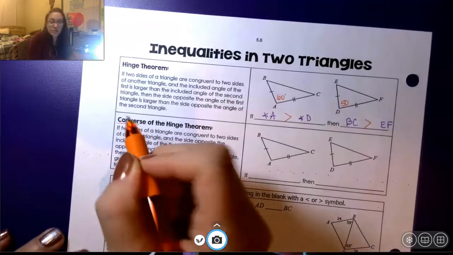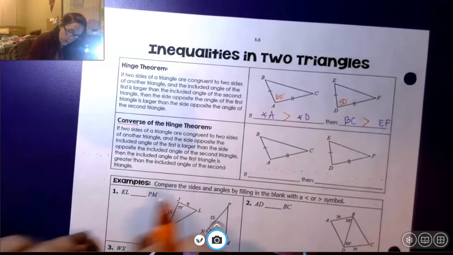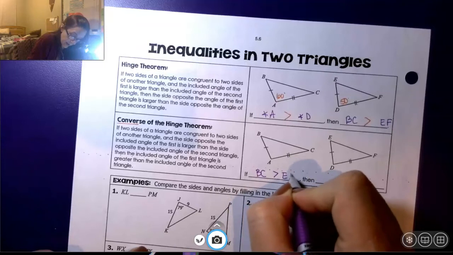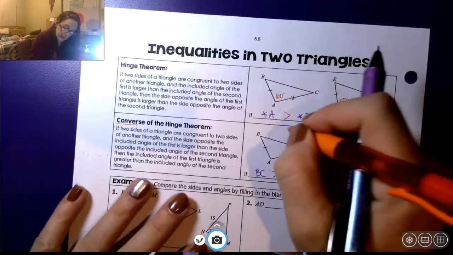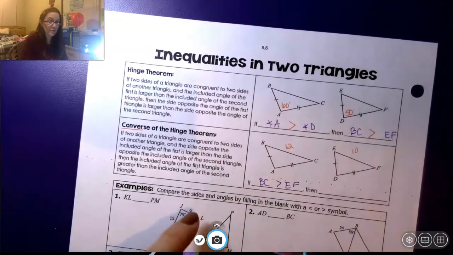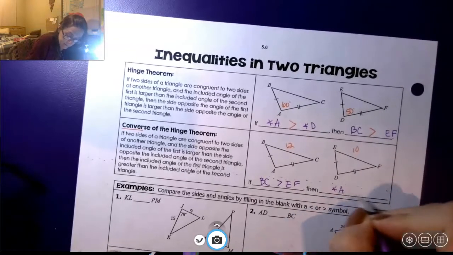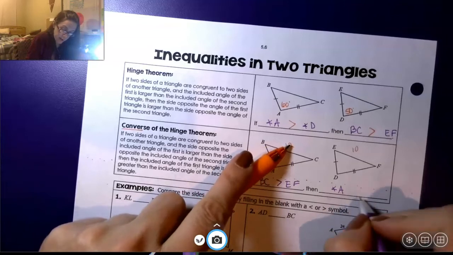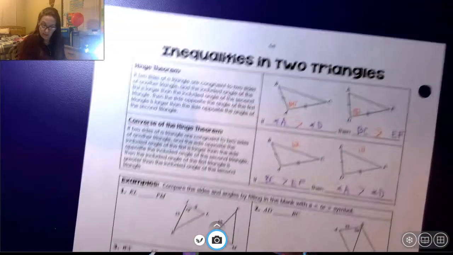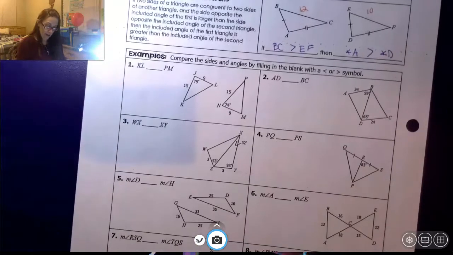Now, the converse also works if you do it in the reverse order. Let's say we know that the sides, if we know that BC is greater than EF, so let's say BC out here is 12 and EF out here is 10. And the two sides are the same, but that third side is not. Then I know that angle A over here, making the larger side, is going to be larger than angle D over here, making the smaller side. So you can go through here and just decide if you think that it's greater or less than.